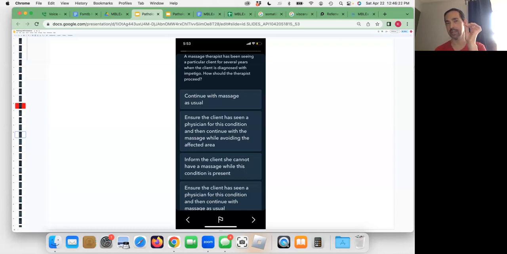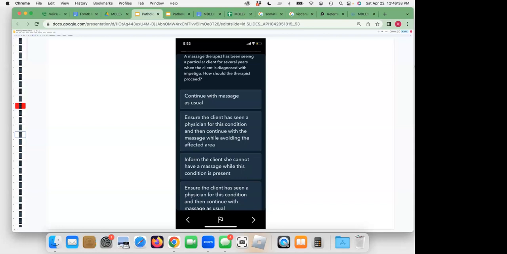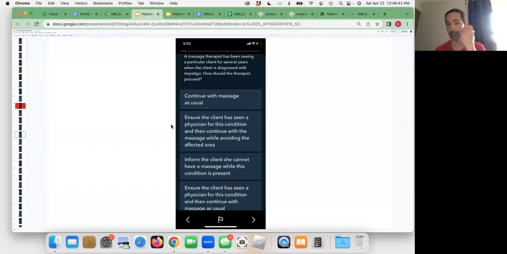So the question you need to answer is, do you want it in your clinic? Basically, do they need to see a doctor? Should it be in your clinic? Is it local or systemic? It's local. Do they need to see a doctor? Yes. Do you want it in your clinic? No way. So you're not going to continue with the massage as usual, right?